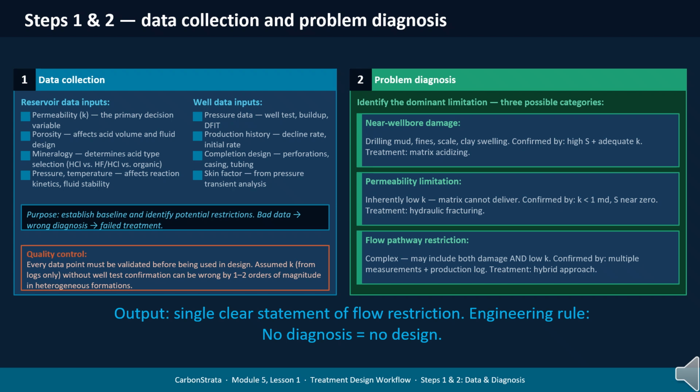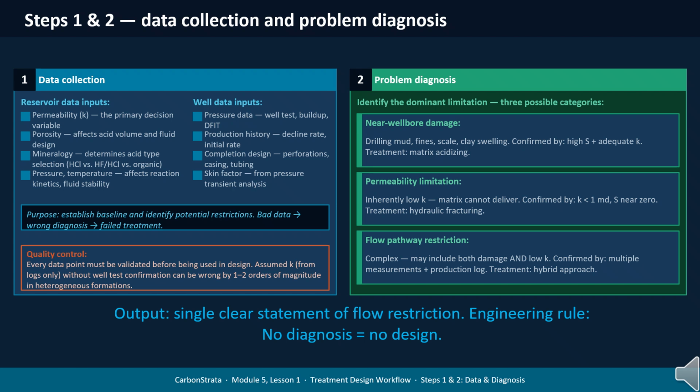Now the rule on the slide. No diagnosis means no design, because without a clear cause, method selection becomes guessing. Now step back. If data is wrong, diagnosis is wrong. If diagnosis is wrong, every step that follows is wrong. Nothing downstream can fix it.